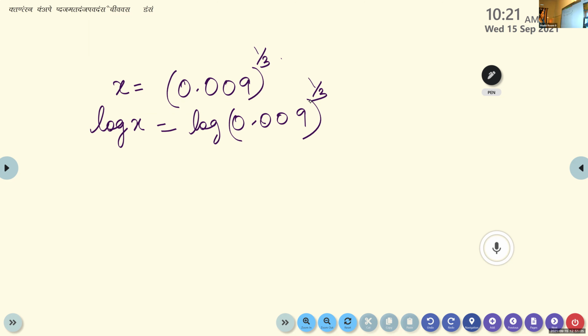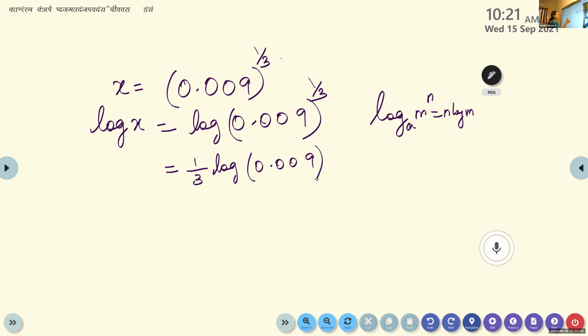When we take log on both sides, log x is equal to log of 0.009 whole raised to 1 by 3. And we have learned one property: log m raised to n will be the same as n log m. We can take the power to the front. So we can write this as 1 by 3 log of 0.009. Now we want to find the log of 0.009. How to find the log of 0.009?